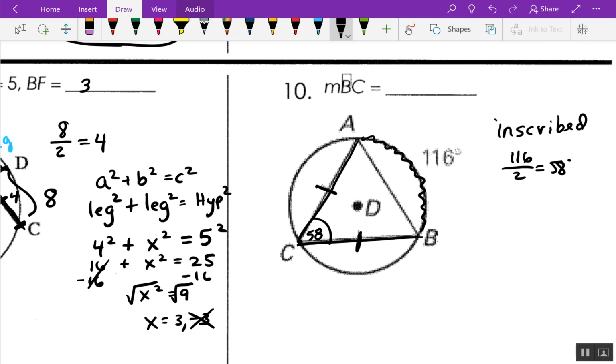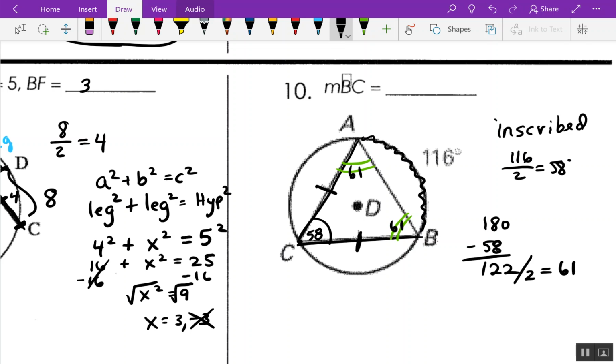Now, because this is isosceles, what do you know about your base angles? And how do you figure this out? How many degrees in a triangle? All right, so I do 180 minus 58. Answer, please. And now I'm going to divide it evenly into my 2 green angles, so I'm going to divide by 2. There we go. Each of them is 61.